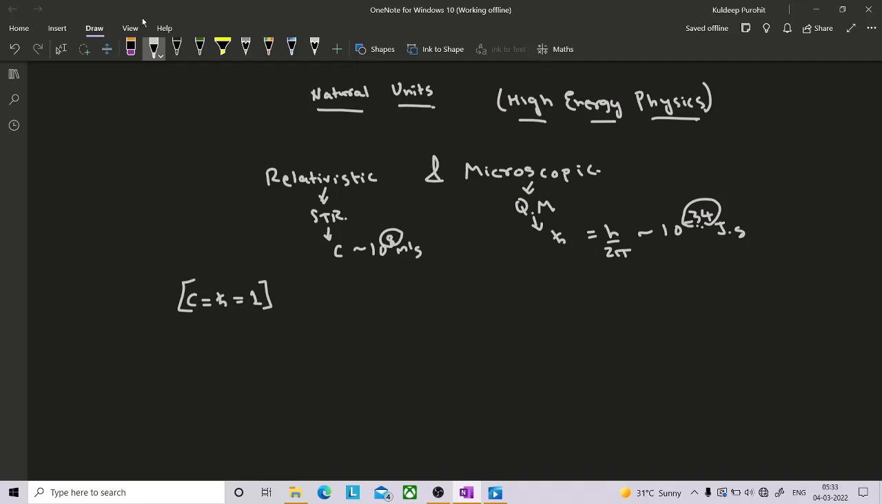This is known as the natural units. When we do this, we call it the natural unit system, whereas what we use in everyday life is the SI unit system, where c and h bar have their usual numerical values. So I want to explain how this concept of natural units works.